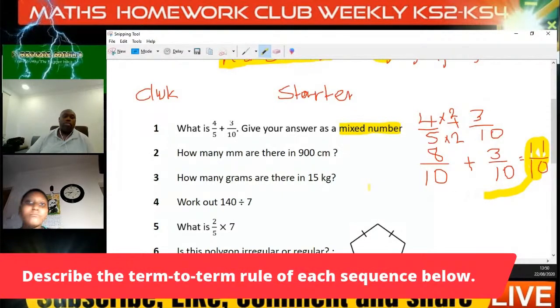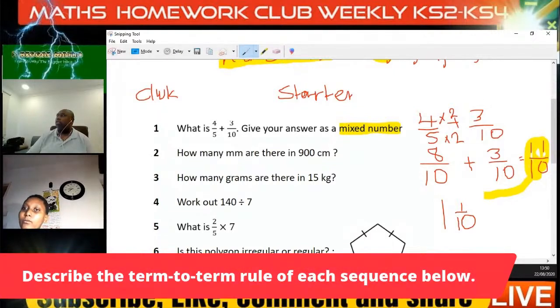To turn this into a mixed number, you're going to do 10 into 11 goes one time. And how many left over? 1/10. This is what you call a mixed number. You have a whole number and a fraction. Happy with that? Good.